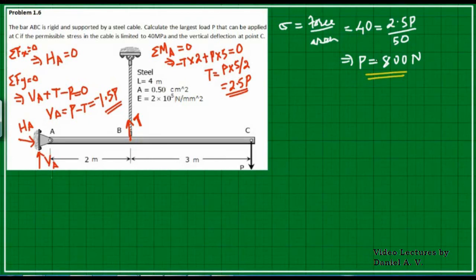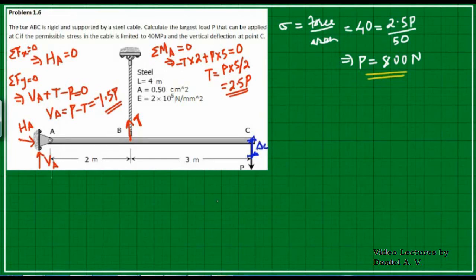Now the second part of the problem is the calculation of the vertical deflection at C. So we want to know how much this point will be deflecting. This point is going to deflect downward because of the application of the force. And we want to calculate this particular value. I'm calling it delta C.